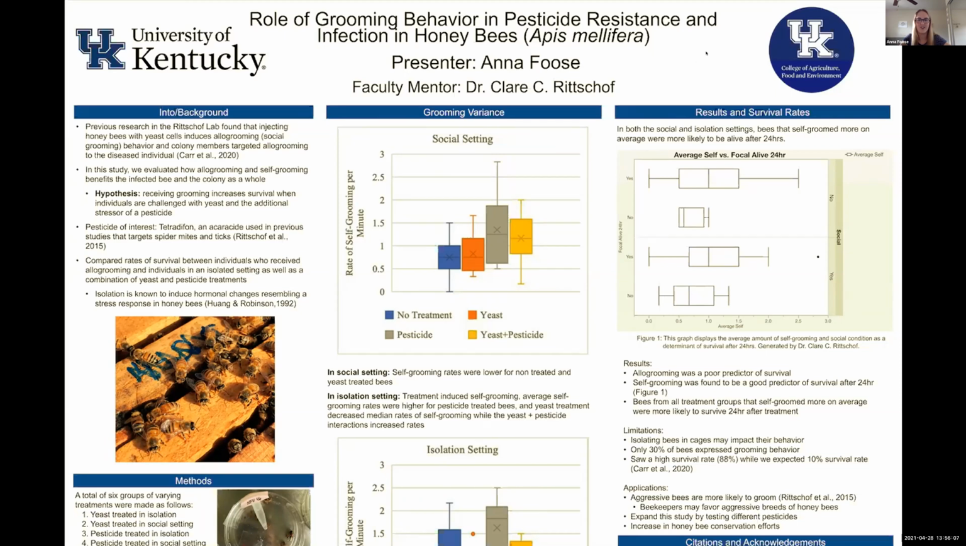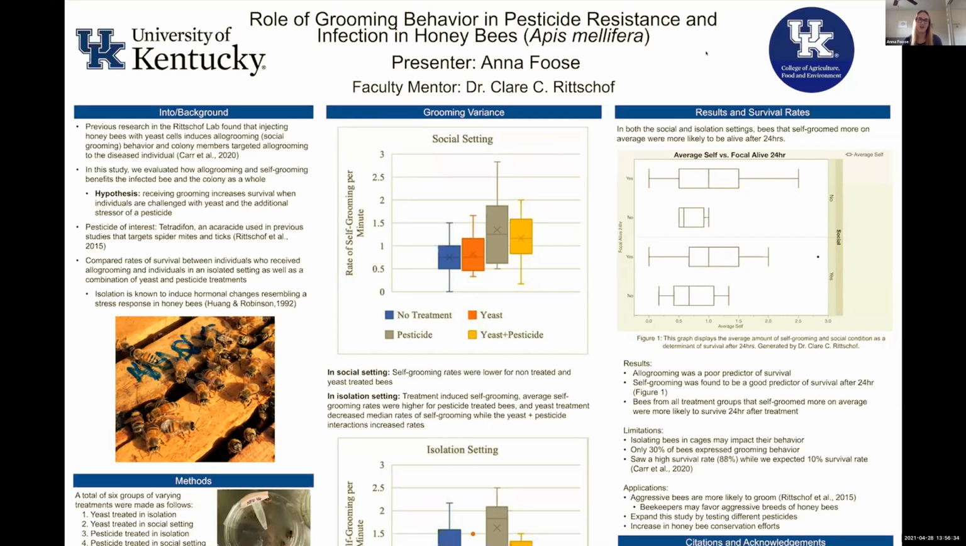So before we get started, there are two important definitions to know. The first is that self-grooming is when a honeybee uses its legs to wipe its body off and get any dirt or debris off of its body. And then allogrooming is when another bee comes up and basically grooms another bee. So it's a type of social interaction.